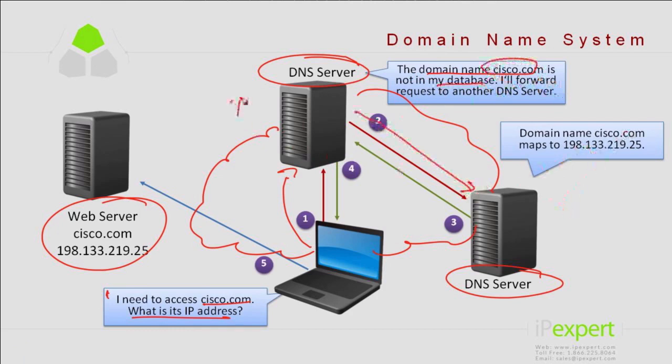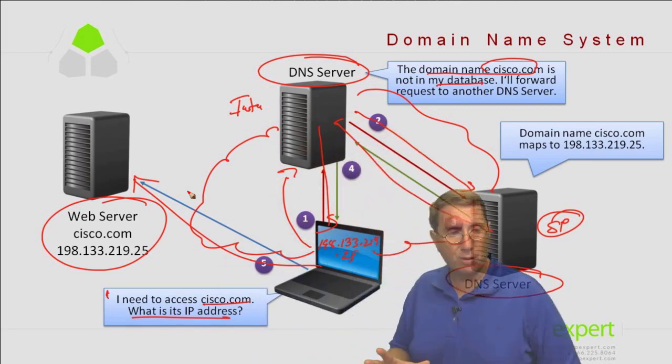Ideally, this one may be an internal DNS server that I run. This one may be the service provider's DNS server that knows everything. And then ultimately that response is going to get relayed back to this DNS server, and then the information is going to be sent to us such that now we have the IP address 198.133.219.25, and now it's going to be able to send our packets directly to this destination.